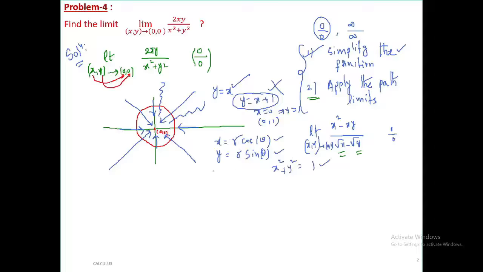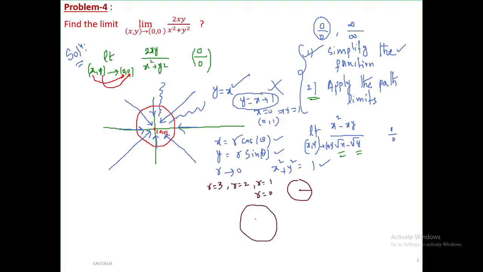Okay. And as r tends to 0, you have to take. What is r? r is the radius. So if the radius keeps on reaching 0, for example, I'm starting with 3 units. r is 3. Next r is equal to 2. Next r is equal to 1. Next r is equal to 0. That means first I'm taking the 3 units radius, the big one.